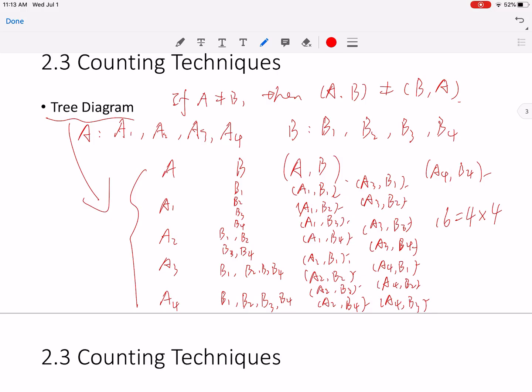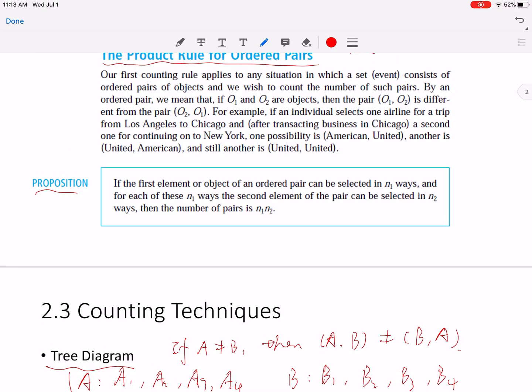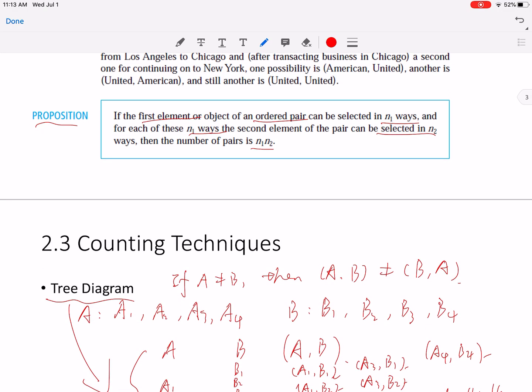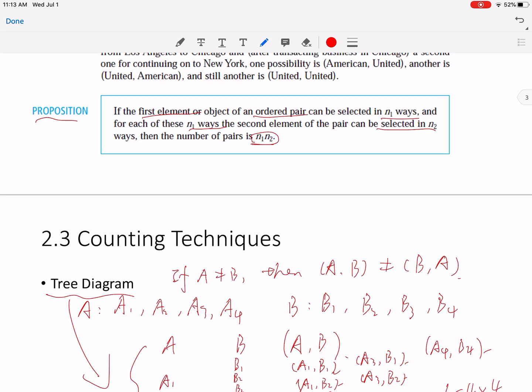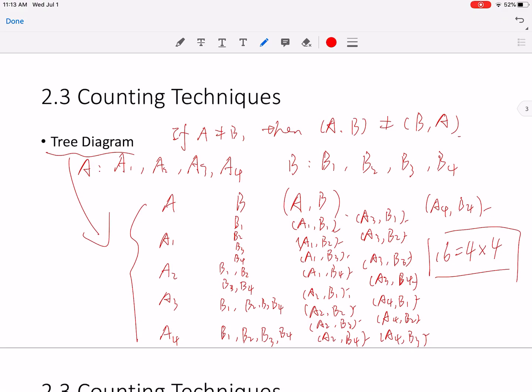Now, once we know this idea, once we know that this 16 is coming from 4 times 4, let's get back to the proposition here. If the first element or object of an ordered pair can be selected in n1 ways, and for each of these n1 ways, the second element of the pair can be selected in n2 ways, then the number of pairs is n1 times n2. I have shown why this is n1 times n2. This is pretty much the same as we have 4 times 4 over here, which is 16.